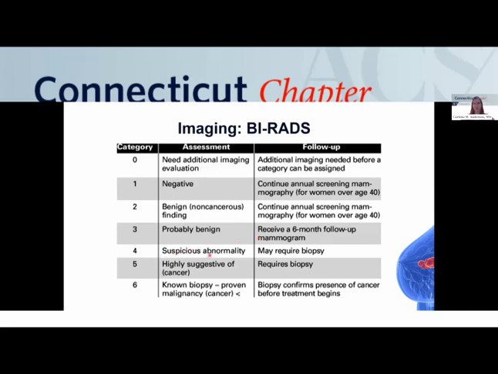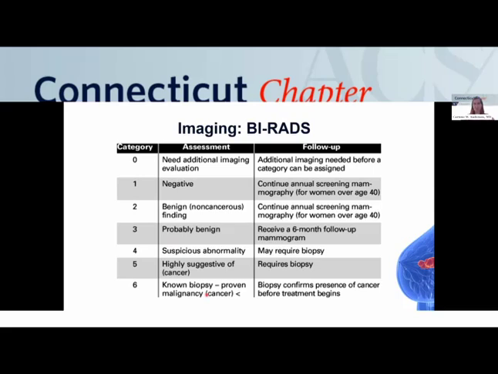BI-RADS 4 shows a suspicious abnormality, and at a minimum, you should discuss a biopsy. BI-RADS 5, highly suggestive of cancer. Again, biopsy is the next step, and BI-RADS 6 is known biopsy-proven malignancy.